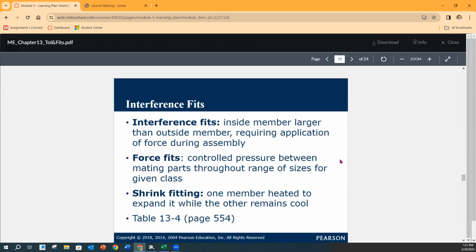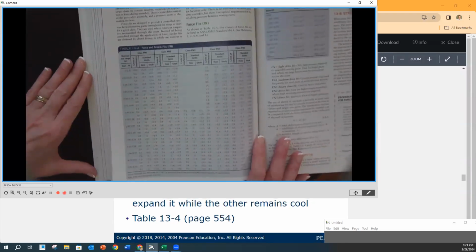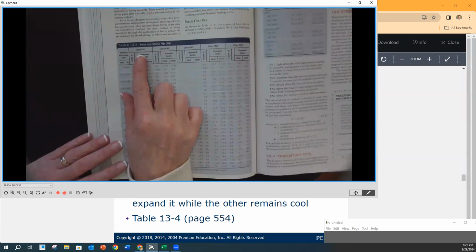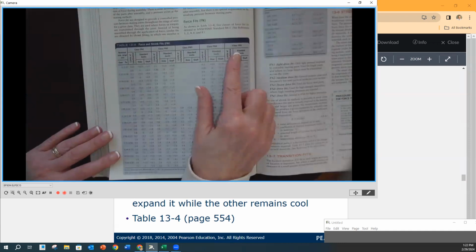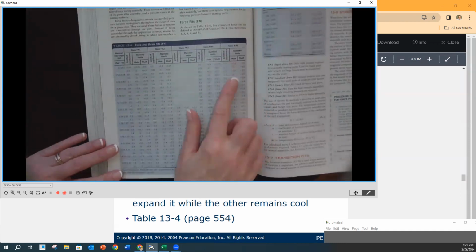So table 13.4 on page 554 lists some common force fits or interference fits. So you'll notice that they all have classes of FN, and class FN1 is going to be a light drive fit. And as we go up in classes, and the maximum is going to be a class FN5, this is going to be a larger force fit.